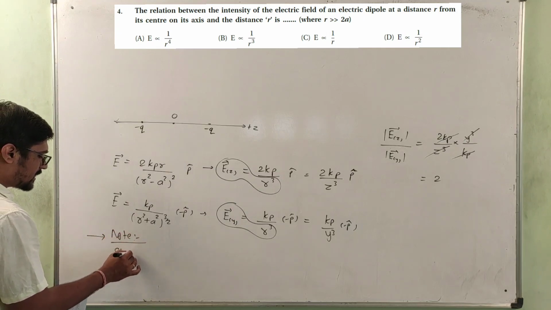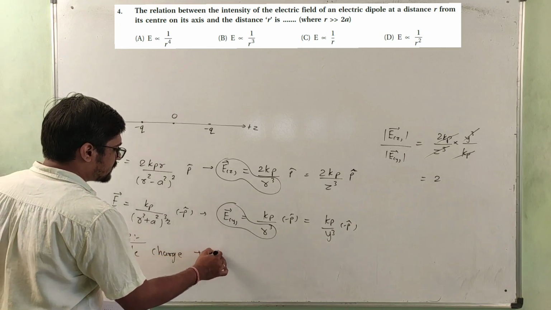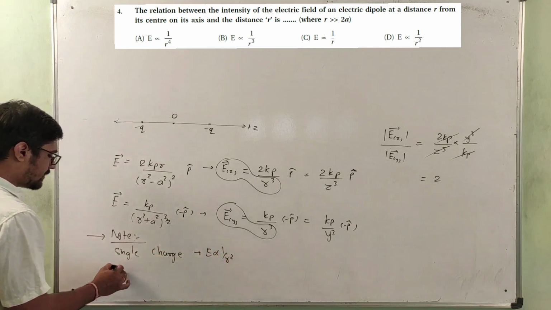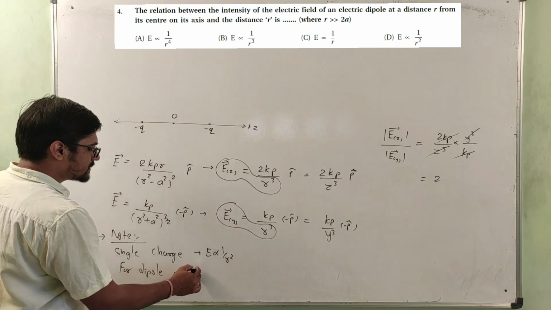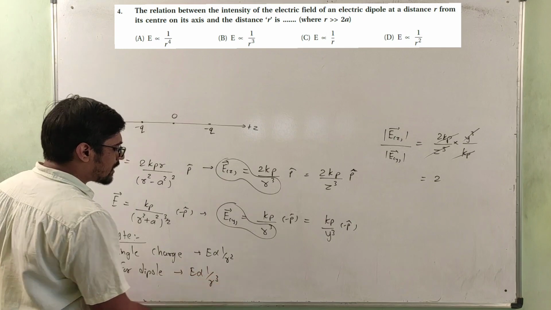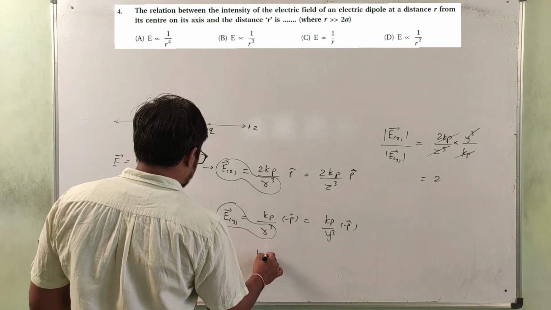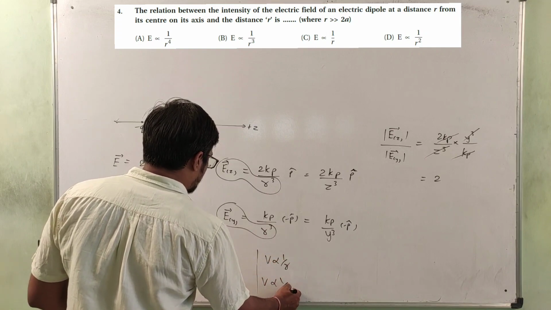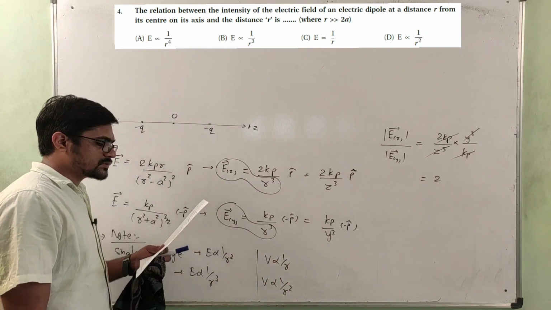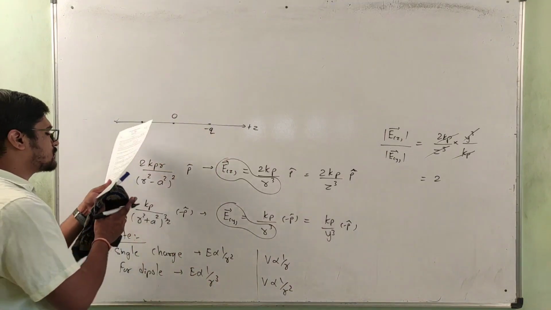For single charge, the electric field is inversely proportional to r square, and for dipole, the electric field is inversely proportional to r cube. And similarly, for single charge, potential is proportional to 1 by r, and for electric dipole, electric potential is inversely proportional to r square. This is the most important note for MCQ.